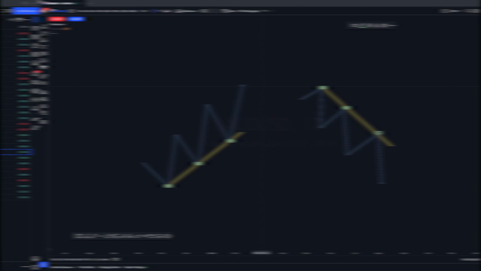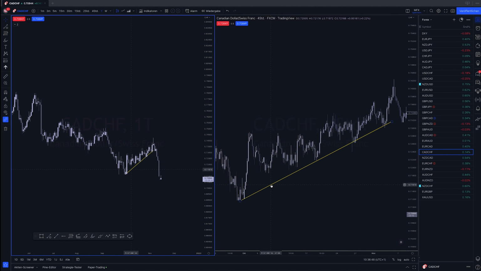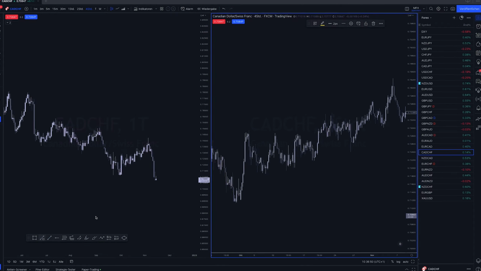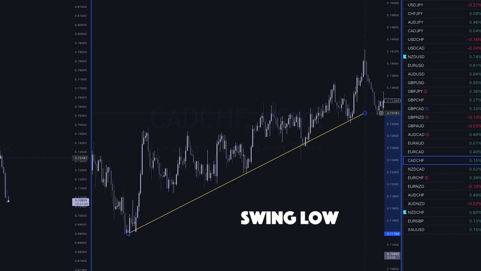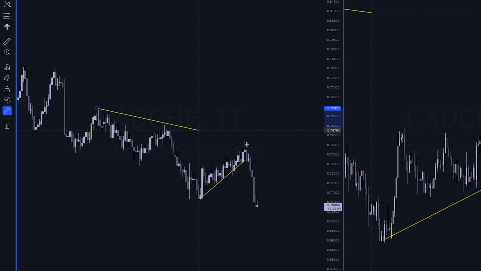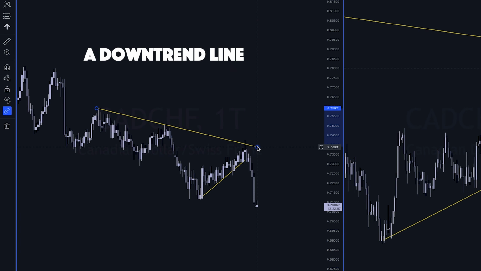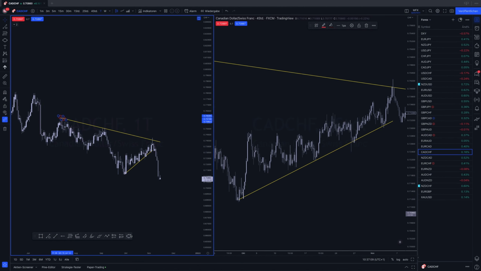Now, how to draw a trend line, guys? The way you draw a trend line is by starting on the left hand side of the chart and drawing the line towards the right. The rule of thumb is that the trend line must be drawn through at least 3 swings. Now, to draw an uptrend line, you start with the swing low on the left hand side of the chart and connect it to a higher swing low. To draw a downtrend line, you begin with the swing high on the left hand side of the chart and connect it to a lower swing high.